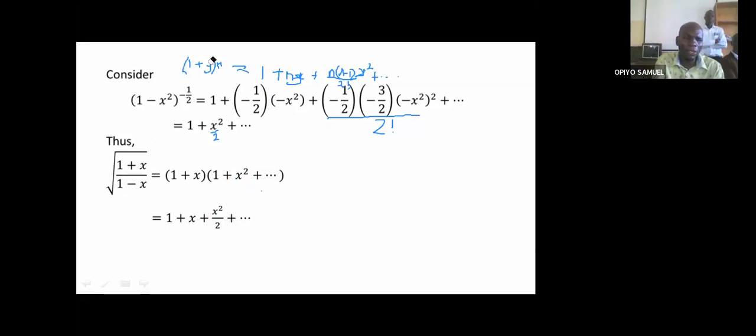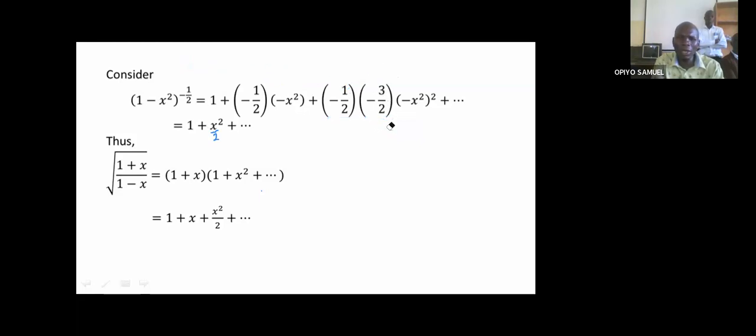If the first term is not 1, there is yet another formula that you should use. So you need to be careful. Not all binomial expansions should be in this form. Using this formula is simply when the first term here is 1. So let's take note of that.